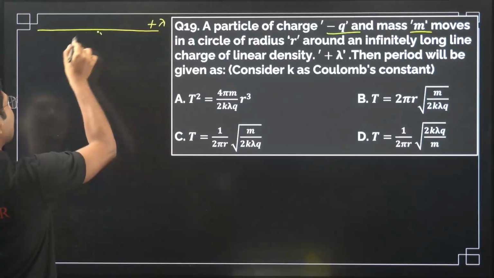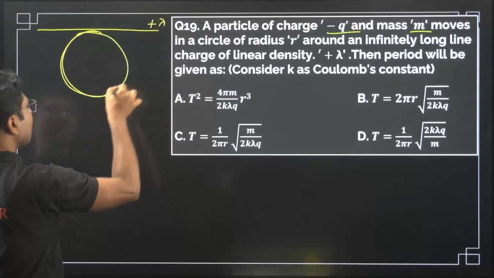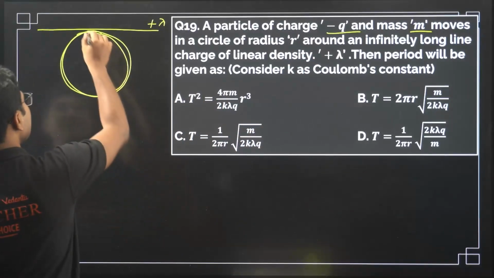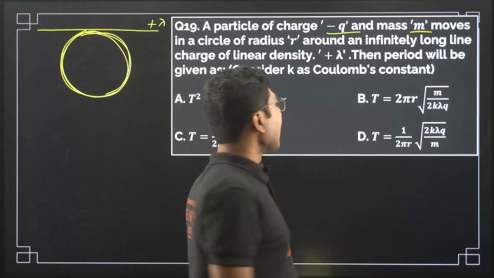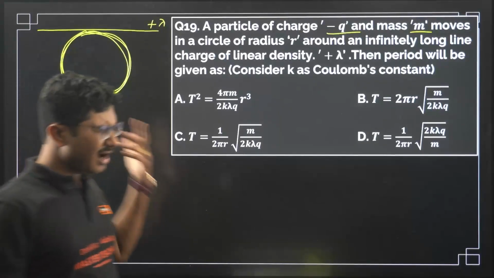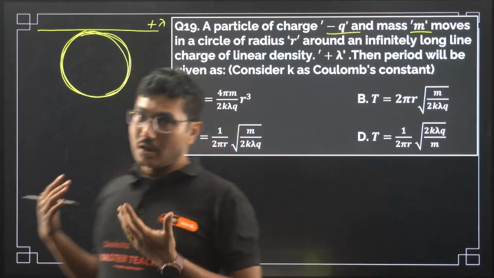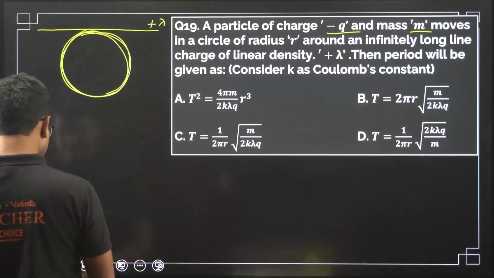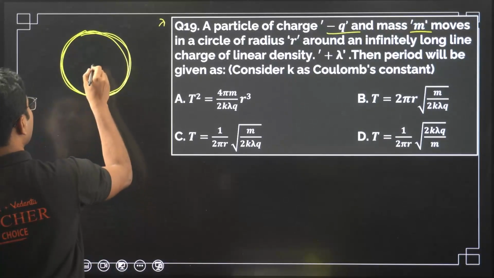Here we have a circle on which a negative charge is rotating. A negative charge is rotating in this circular path. Okay, and they asked you to find the time period. Now this question is partly related to moving charges and magnetism, but you can solve it from the concept of this chapter as well. The line charge is passed through the center, not like this. So the line charge is passed through the center.